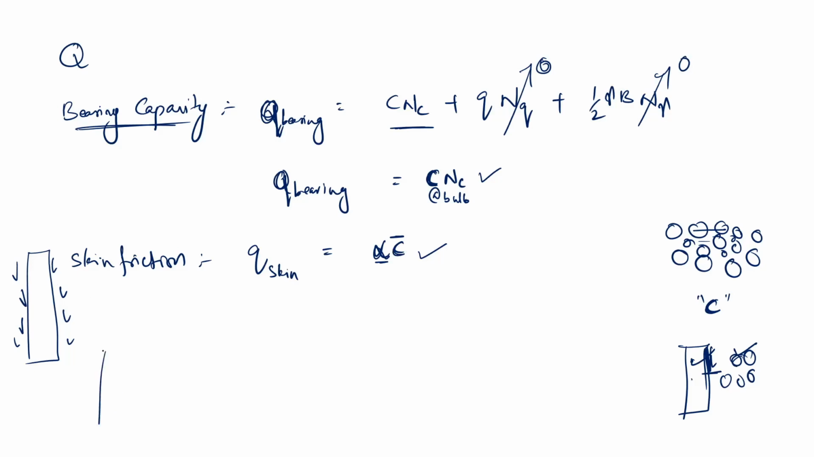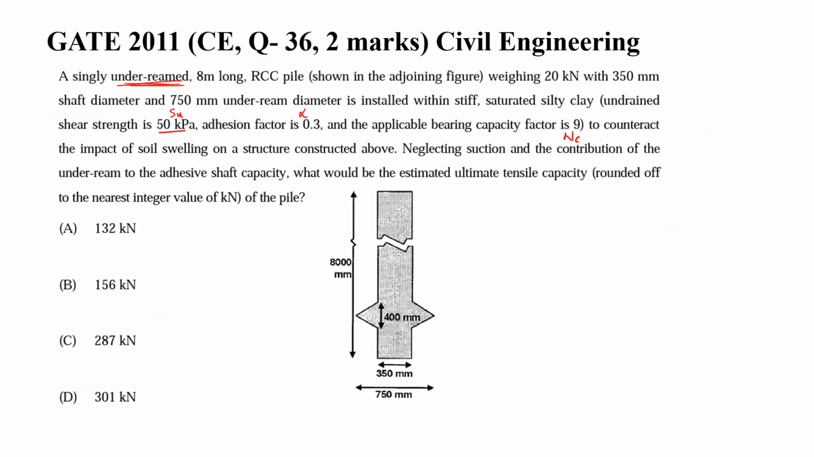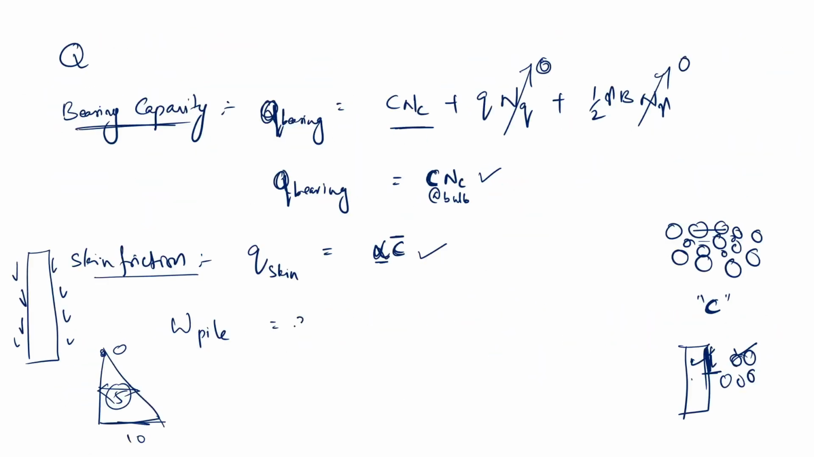Suppose the C value is varying linearly, then you have to take half of it. That means if it is 0 and if it is 10, you have to take 5, which is the average. That's how. And another one is the weight of the pile. The weight of the pile is given as 20 kilonewton. If you add these three, you will get the capacity.